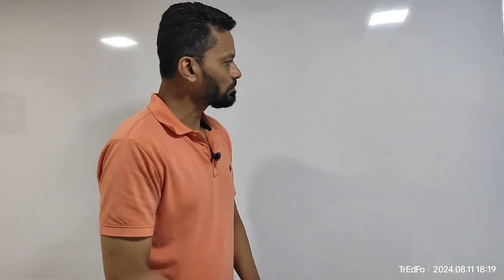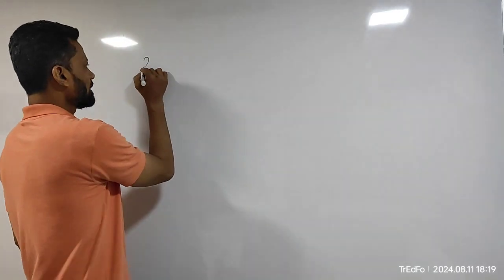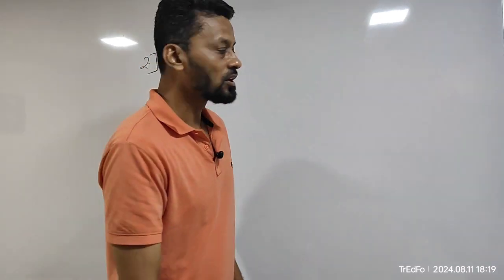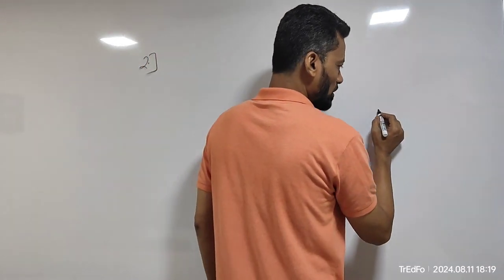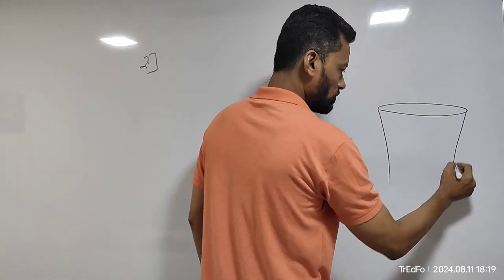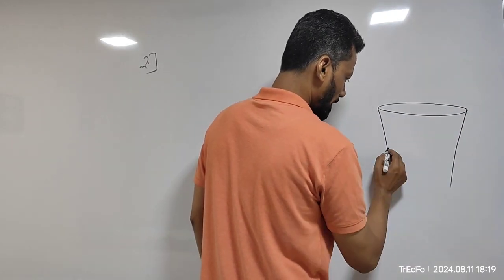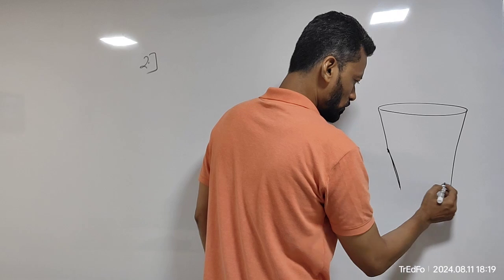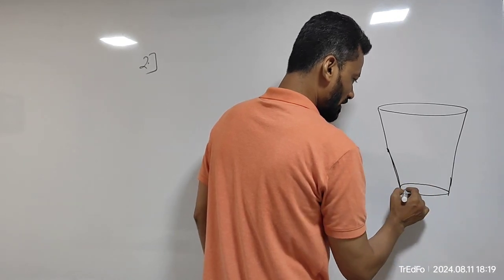Alright, so let's start with problem set 7, question number 2. Let's first understand what this question number 2 means. It says a washing tub is in the shape of a frustum. So it's something like this. We know that a frustum is nothing else but the lower part of a cone. So it's something like this.